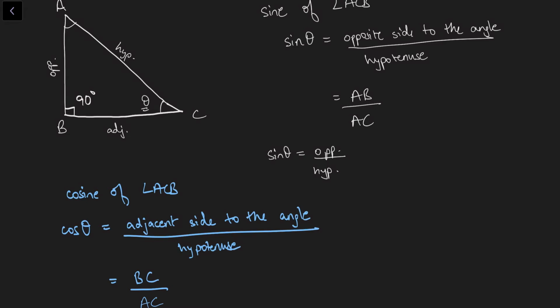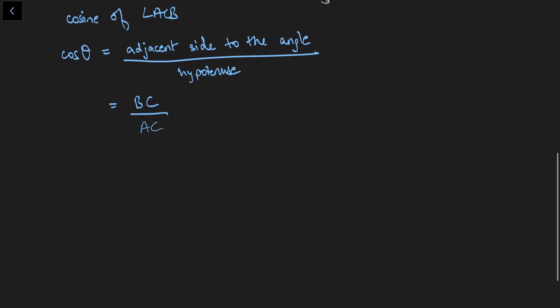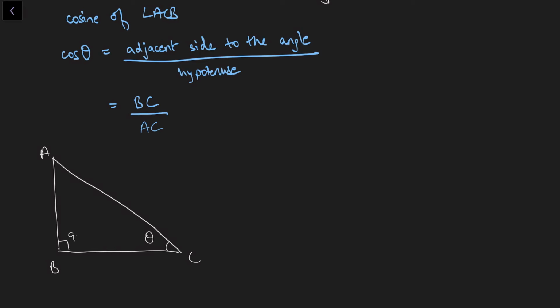Now let's move on to the third, which is tan of theta. And let me draw this triangle again. So we have our triangle ABC, and this is theta, this is 90 degrees. This is the hypotenuse, this is the opposite side, and this is the adjacent side.